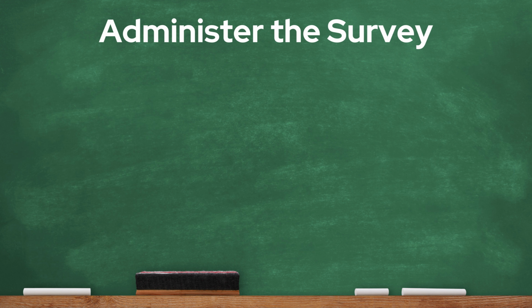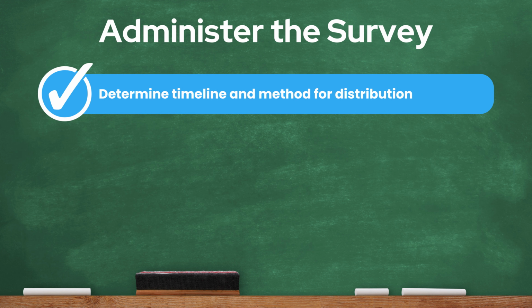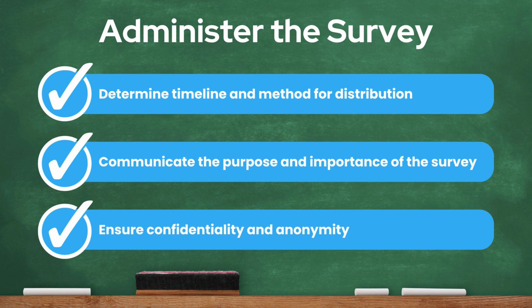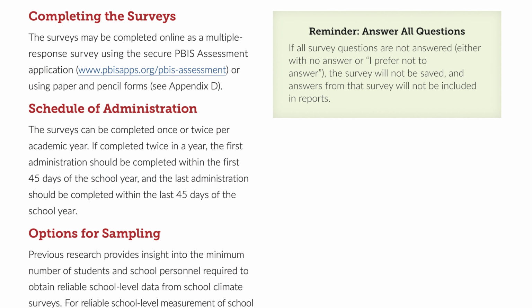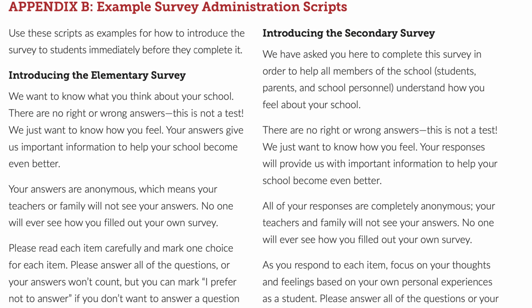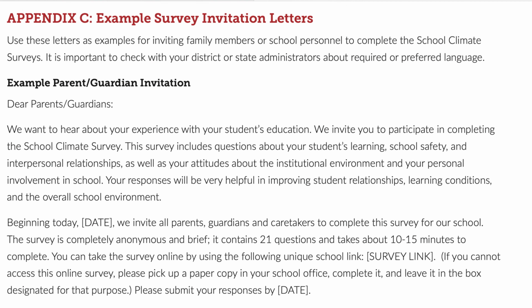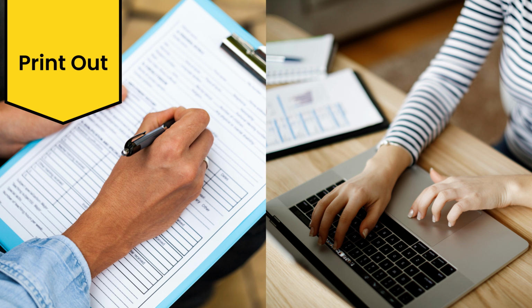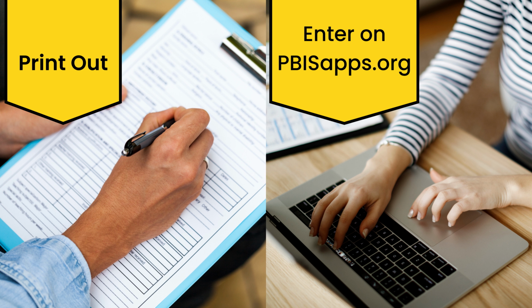Now you are ready to administer the survey. Determine the timeline and the method for distribution. Communicate the purpose and importance of the survey to the participants. Ensure confidentiality and anonymity to encourage honest responses. There are directions for administering the surveys, including scripts to read to the students prior to administering. There are also letters to parents and families explaining the purpose of the survey. Surveys can be printed out, or if you are currently a part of the PBIS network, you can enter the information into PBIS apps. It is important that stakeholders know the survey is anonymous.